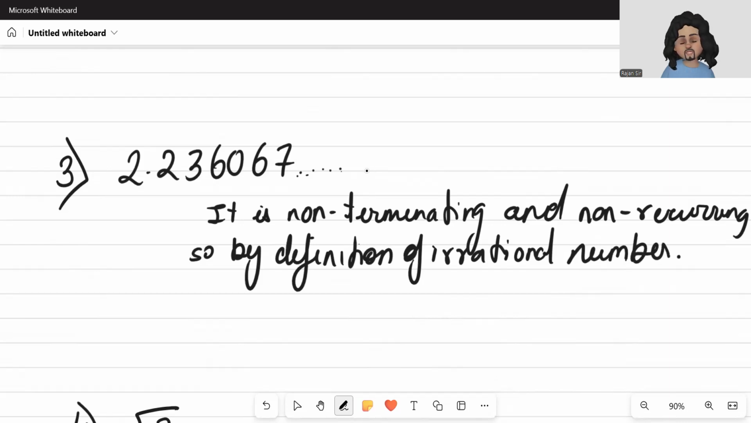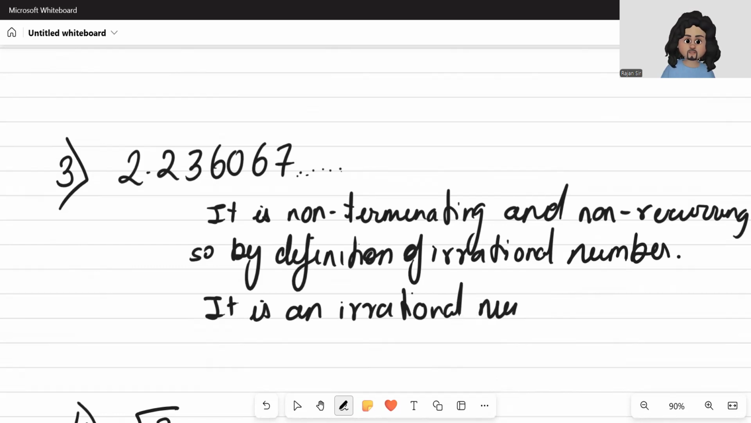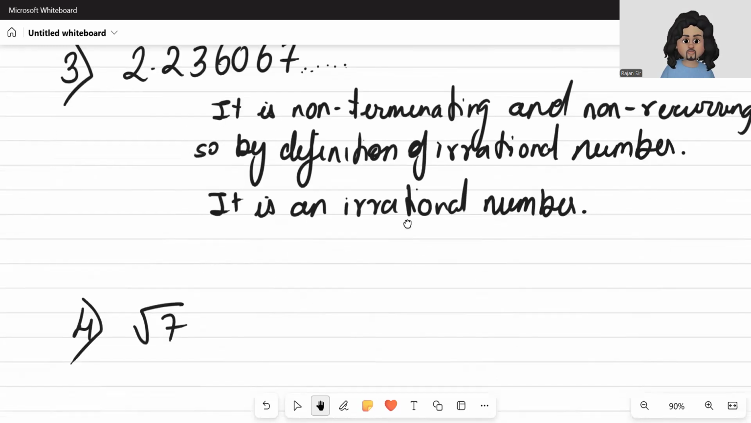So make sure your definition is very, very strong. Therefore it is an irrational number. Okay, I hope that is clear. Let's go to the next one.